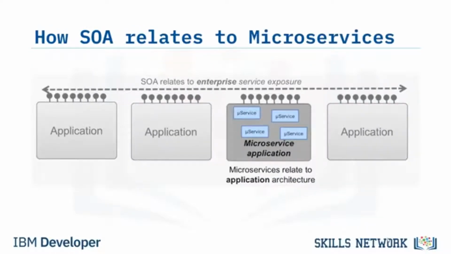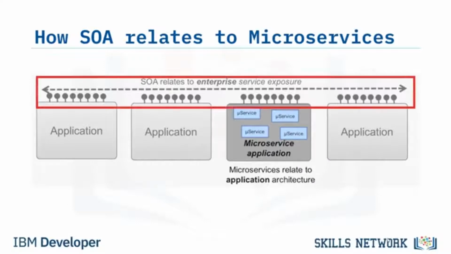Let's compare the scope of SOA and microservices. SOA and microservices couple components differently and have different ranges of use. SOA is an enterprise-wide concept that enables exposure of existing applications over loosely coupled interfaces. Each application corresponds to a business function. SOA enables applications in one part of an extended enterprise to reuse functionality in other applications.